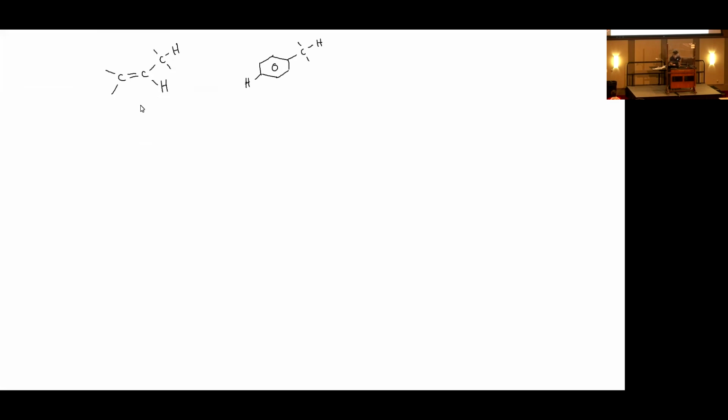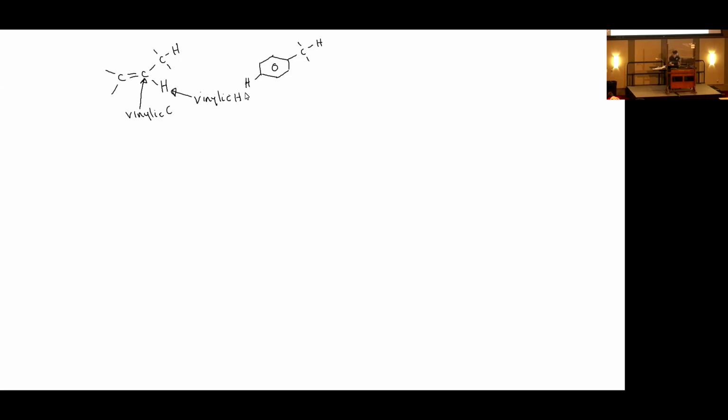And it does have to be a carbon-carbon pi bond. So this over here will be a vinylic carbon. And anything attached to it, whether hydrogen or otherwise, will also be vinylic. You can say that this is a vinylic hydrogen.